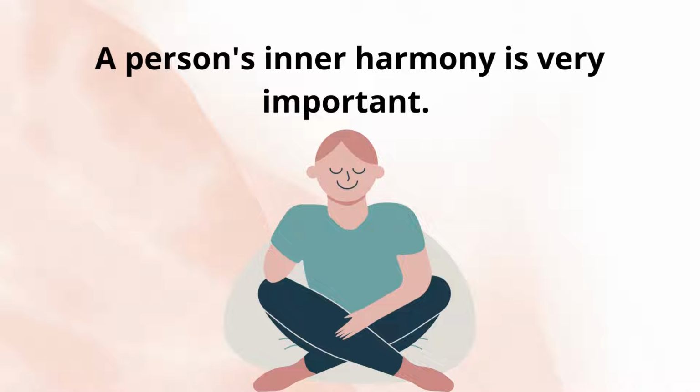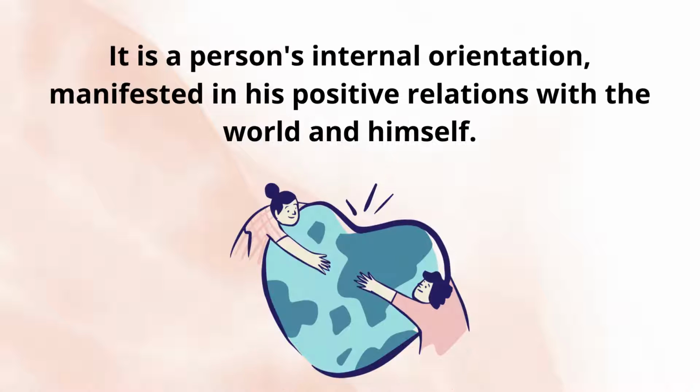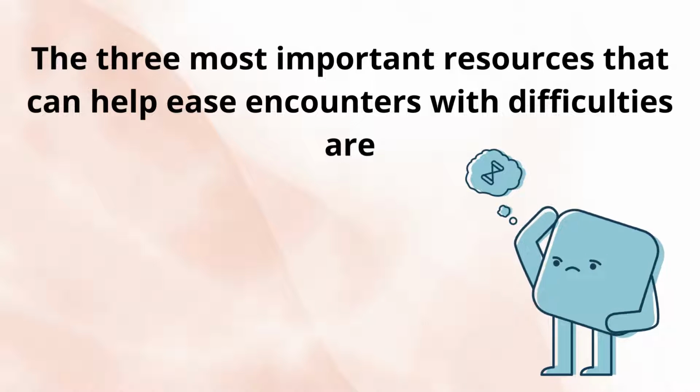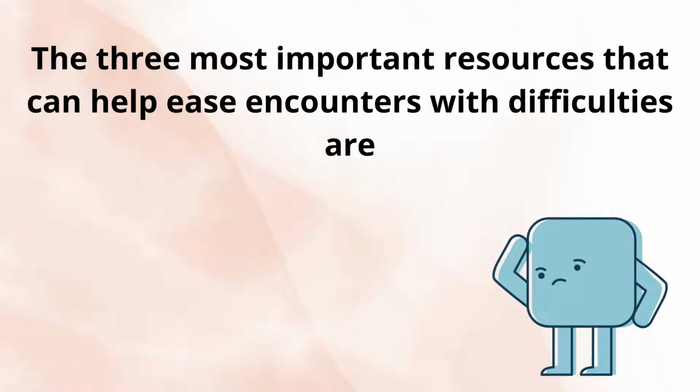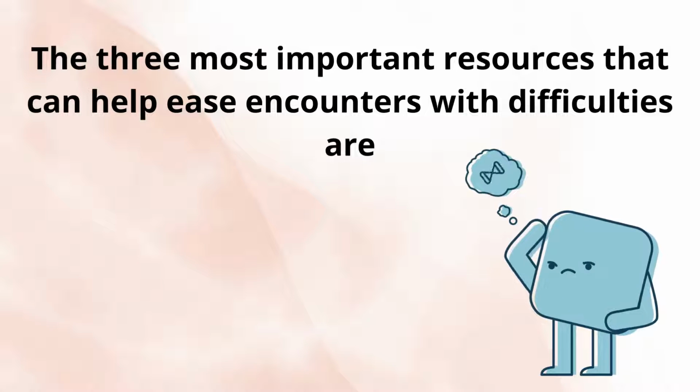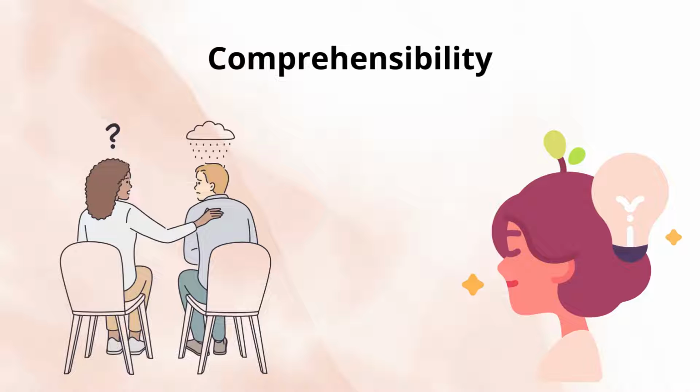When adapting to changing circumstances, a person's inner harmony is very important. It is a person's internal orientation manifested in his positive relations with the world and himself. The 3 most important resources that can help ease encounters with difficulties are: comprehensibility reflects how and to what extent an individual perceives the signals of the external and internal environment as plausible, comprehensible, and not vague, chaotic.